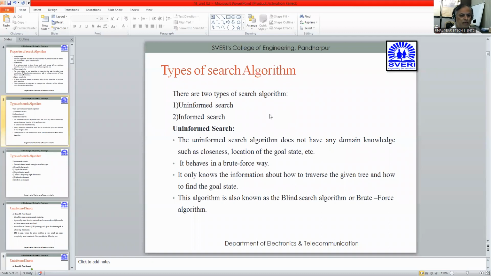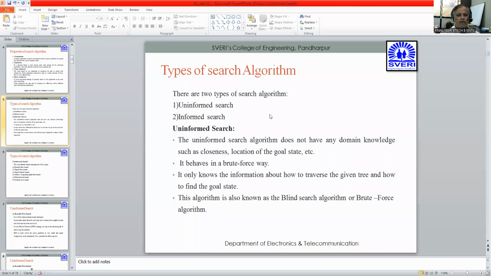Okay, so we have already started unit number 2, and that is nothing but the problem for search algorithm. There are two types of search algorithms. In the last class we have seen, one is uninformed search and the other one is informed search. As far as the uninformed search is concerned, this type of algorithm is called a blind search algorithm.